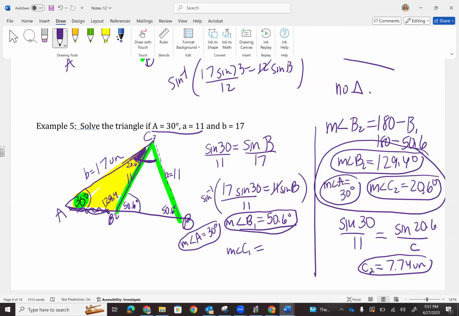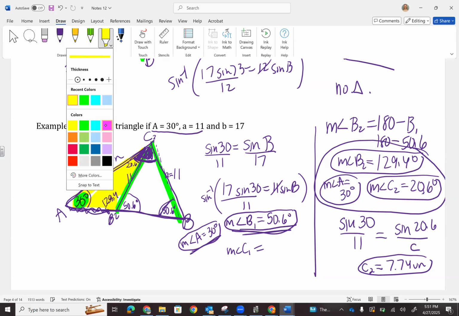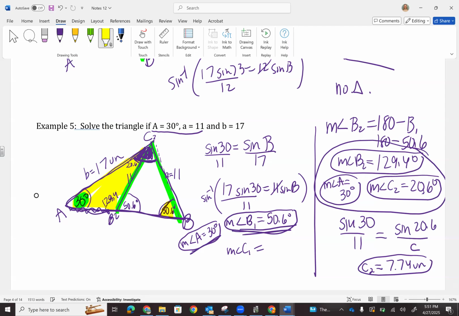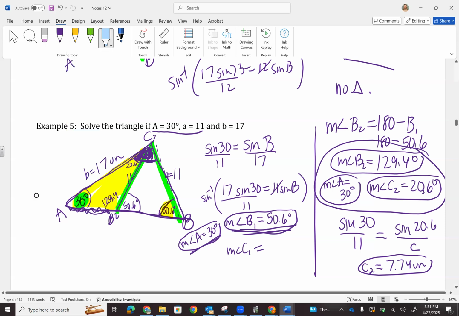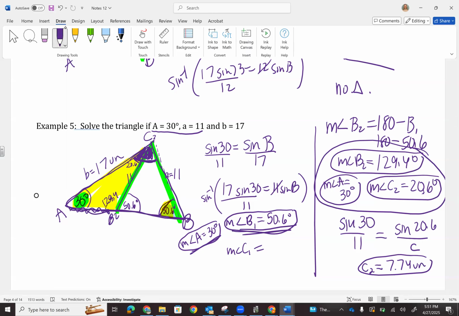If you go back to the very bigger triangle here, excuse me, we have angle A stays the same. Angle B is the one over here. I need to get a charger. My computer's about to die. I'm going to pause a second and go get my charger.